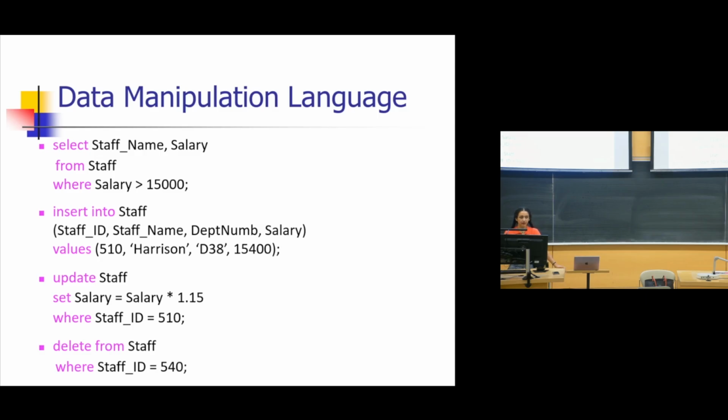Select the star, right? And from is another clause which actually identifies from which table you want to get the data, right? From which table or tables. For example, here staff name and salary are both columns of the staff table, so we select staff name and salary from the staff table, where salary is greater than 15,000. So what does this query do? It just basically finds all the staff whose salary are more than this amount, right?